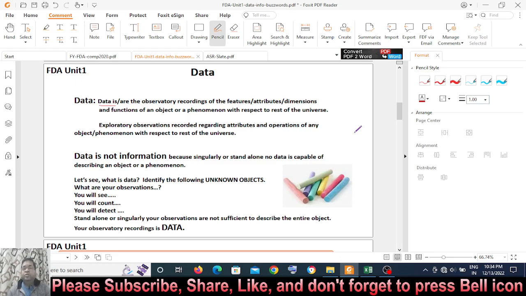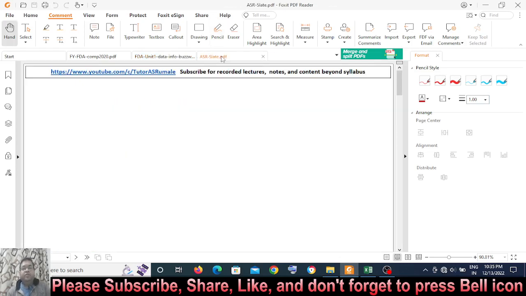Data are, or data is, because data is singular and plural in essence, the observatory recordings of the features or attributes or dimensions. When you say feature, attribute, or dimension, you are talking about the same thing. That is one aspect of that object or event or phenomena, and functions of an object or phenomena with respect to the rest of the universe. Let's see what exactly that means.